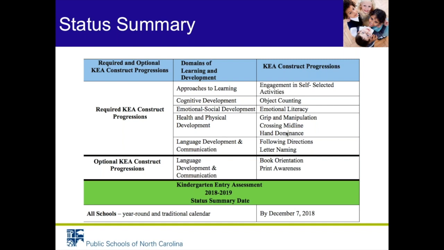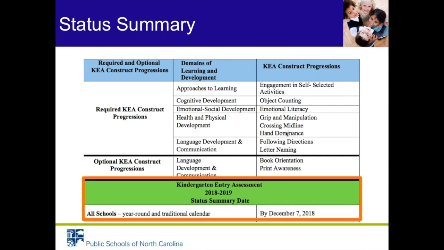Now, our 60th day is around November 20th, and we need to have everybody's status summary completed by December 7th. With Florence, we realize some of you have unique needs, and your regional consultant will be talking to your director about your dates, and if anything changes, they will be sure and let you know. That affects some of our eastern and southeastern schools. So if anything changes, they will let you know.